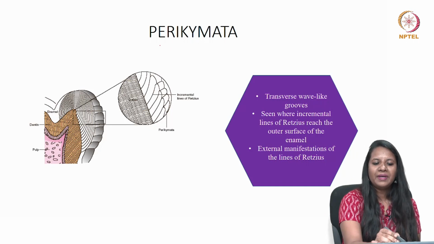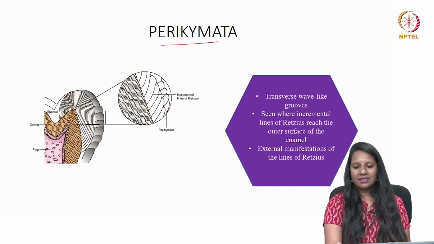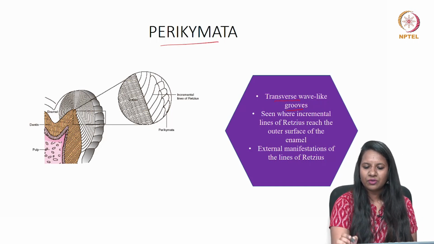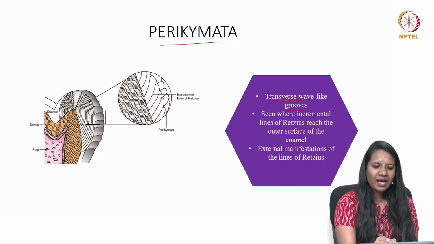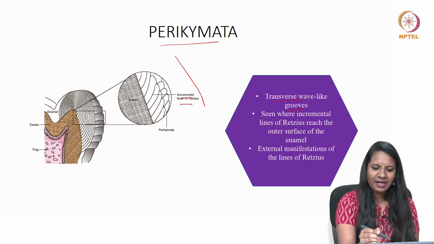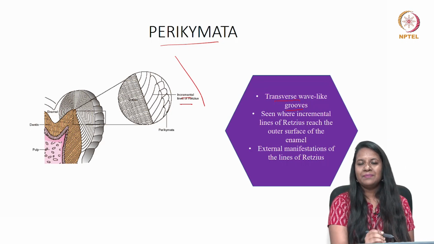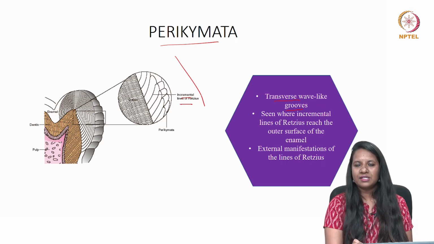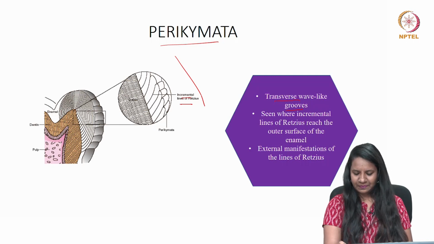Moving to perikymata. Perikymata is nothing but transverse wave-like grooves. It is seen where the incremental lines of Retzius reach the outer surface of enamel. That is, we can simply call it the external manifestation of the striae of Retzius.